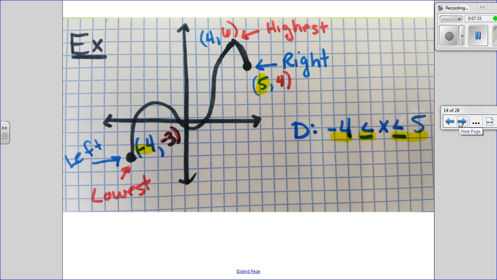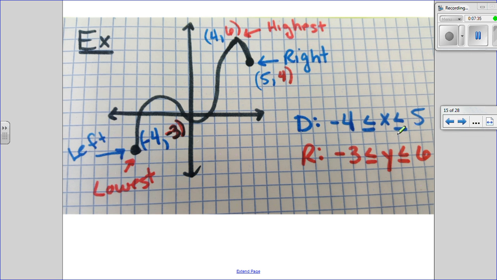Okay, the range. Go ahead and copy this down, please. We have a similar phenomenon here. We have our lowest point of -3 and our highest point of 6. So just like before, we put those numbers here. They are both closed circles, so they both have the little equal sign underneath it. And that's pretty much it for this example. If you have questions, please let me know. There are 1 to 2 more examples, I believe.